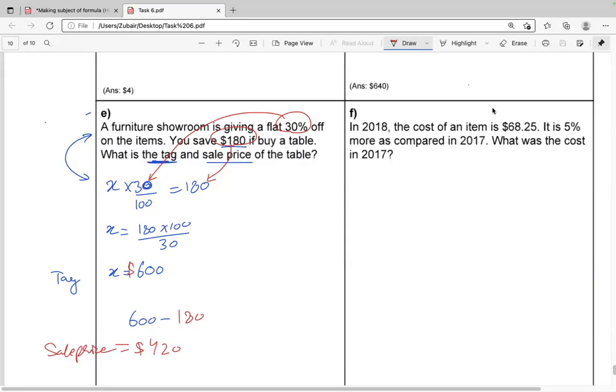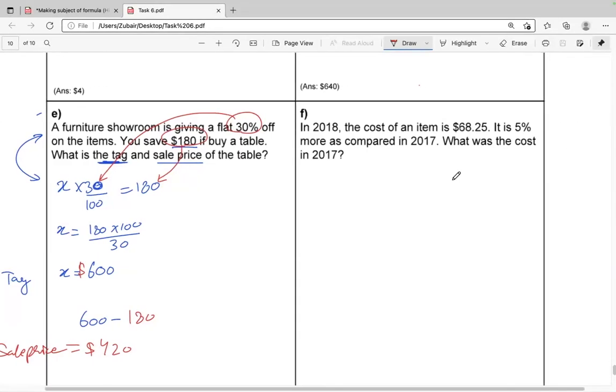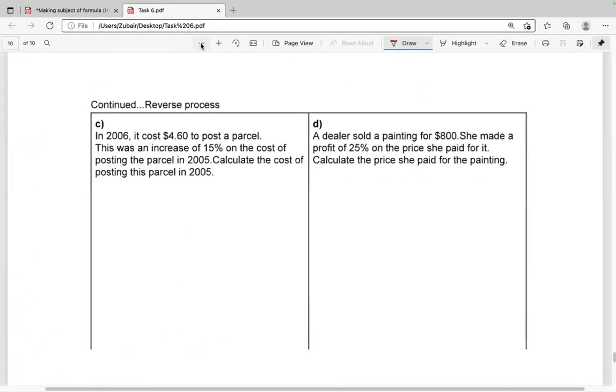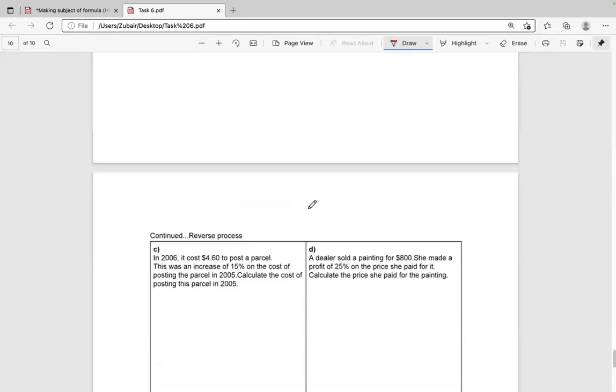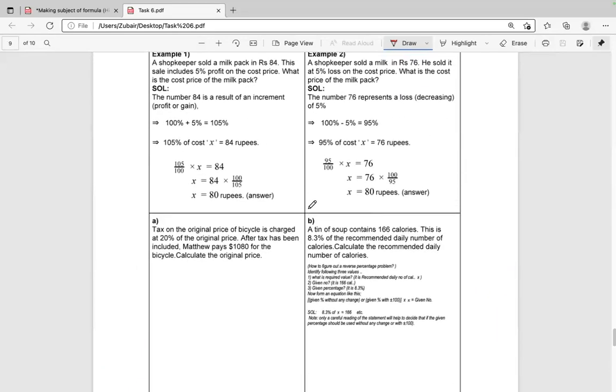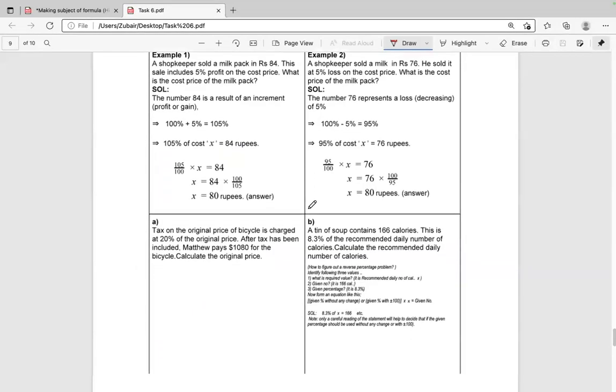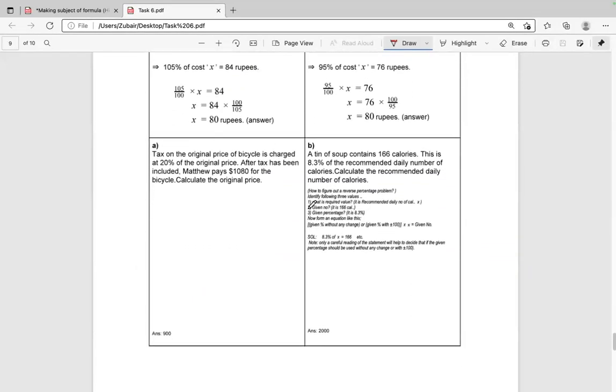Okay. Next, and the next one was, can you go up a bit more? Sure.